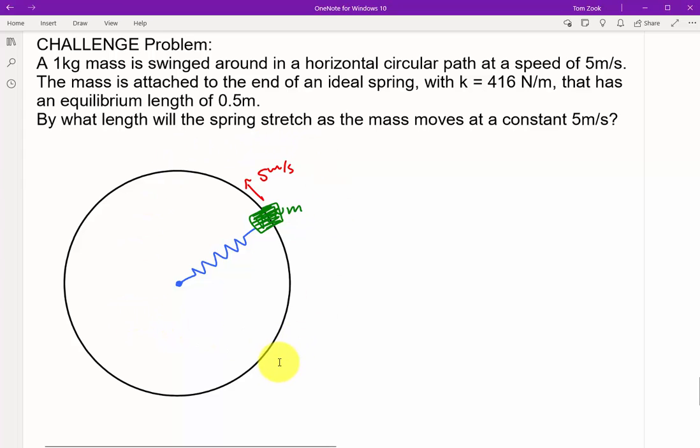What are you going to do to figure this out? This is a hard one. Now, it would make sense, hopefully, that if this thing were going faster and faster, it would require a greater centripetal force. But the only way you can get a greater centripetal force is by stretching the spring out. And by stretching the spring out, you're increasing the radius, so centripetal force might go down. So there's a fine balance here.